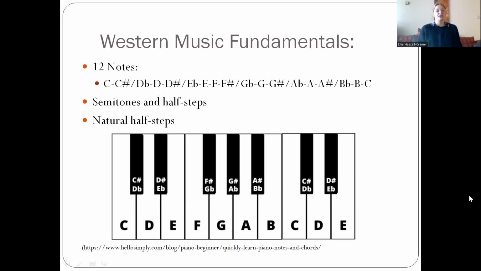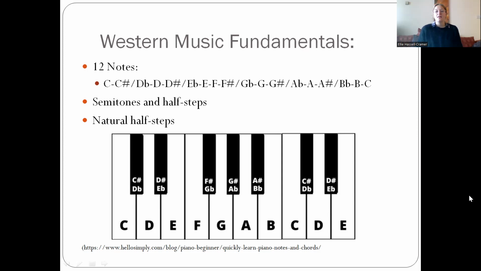So these 12 notes include C, C sharp or D flat, D, D sharp or E flat, E, F, F sharp or G flat, G, G sharp or A flat, A, A sharp or B flat, B, and then a repeat being C. I'm saying "or" instead of "and" at these notes because they are auditorily the same note, but have a different name depending on the context, which we'll get into at a later date. So each one of these notes is known as a semitone or a half step.